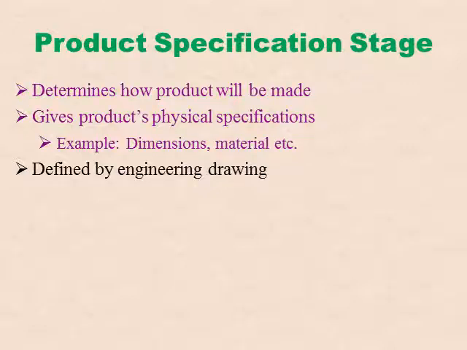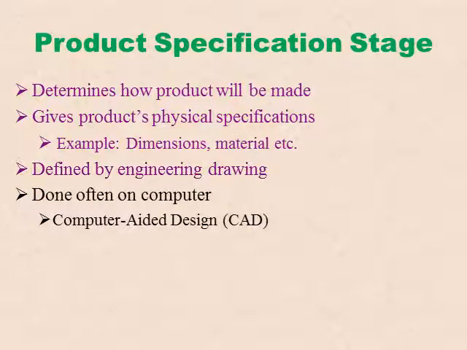Then define by engineering drawing. The engineering drawing defines where to start the manufacturing. It is often done on computer, means first prepare a drawing in AutoCAD software or any drawing software before starting the manufacturing. First define the product specification, and according to that, draw the drawing of the product.